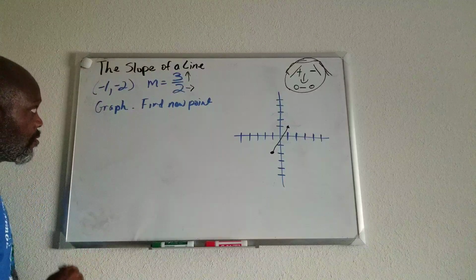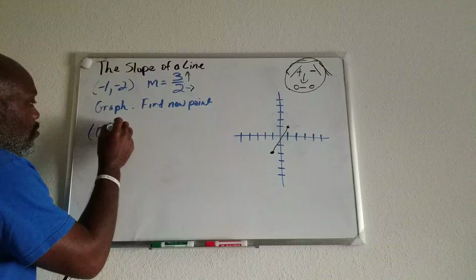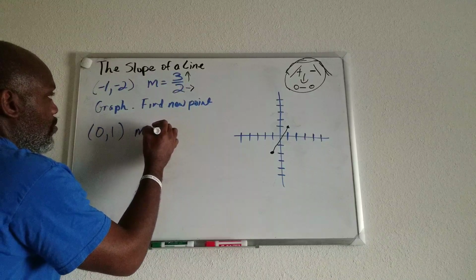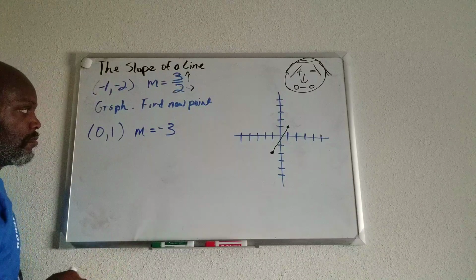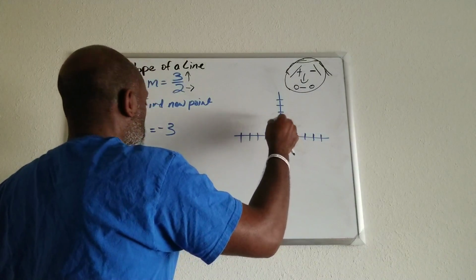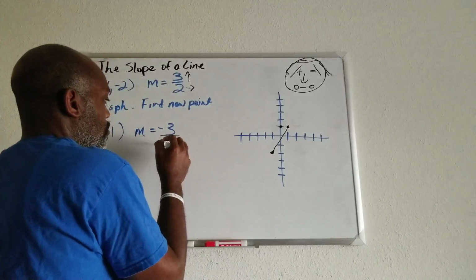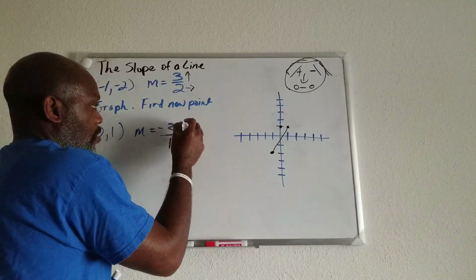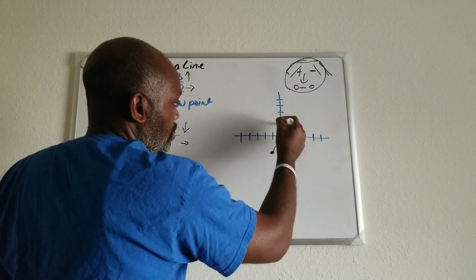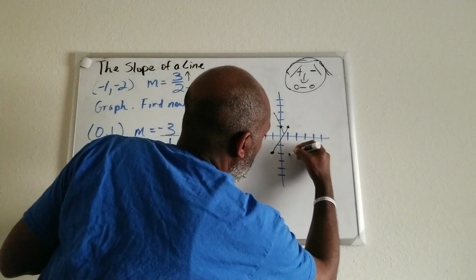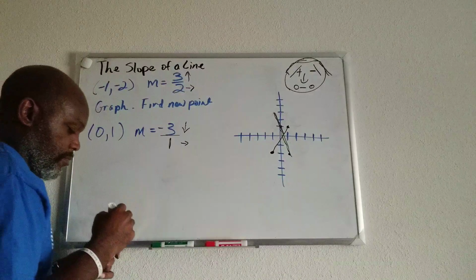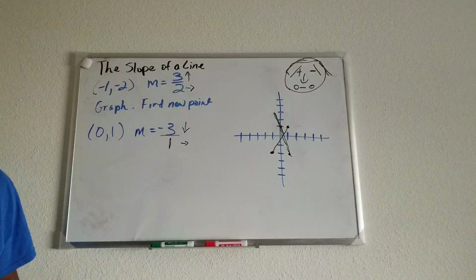Let's say they give me 0, 1, and the slope is -3. The process is the same. I start with the location that I'm at, 0, 1, and then I have to have a ratio, a fraction. This is going to go down 3 and to the right 1. So 1, 2, 3, and to the right 1. Because it's not drawn accurately, but you can see that it's a negative slope. So that's how you graph slope or slope of a line.